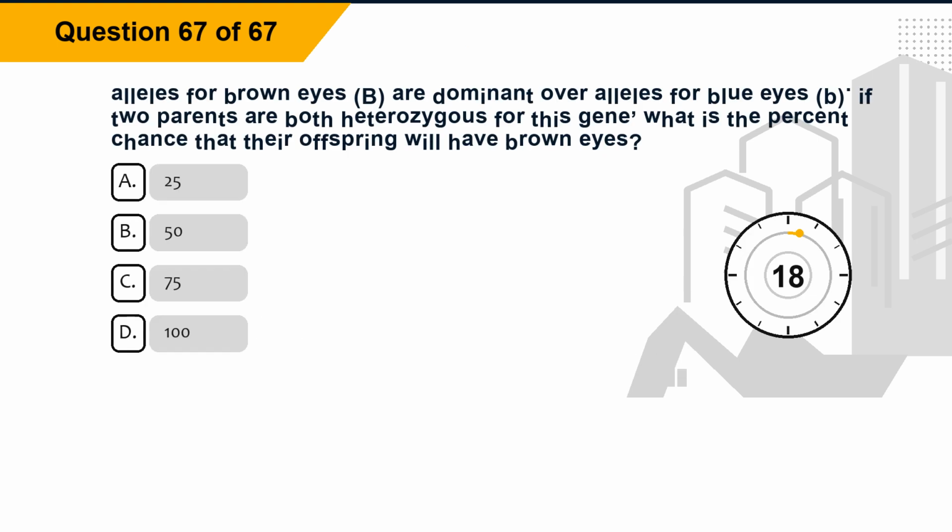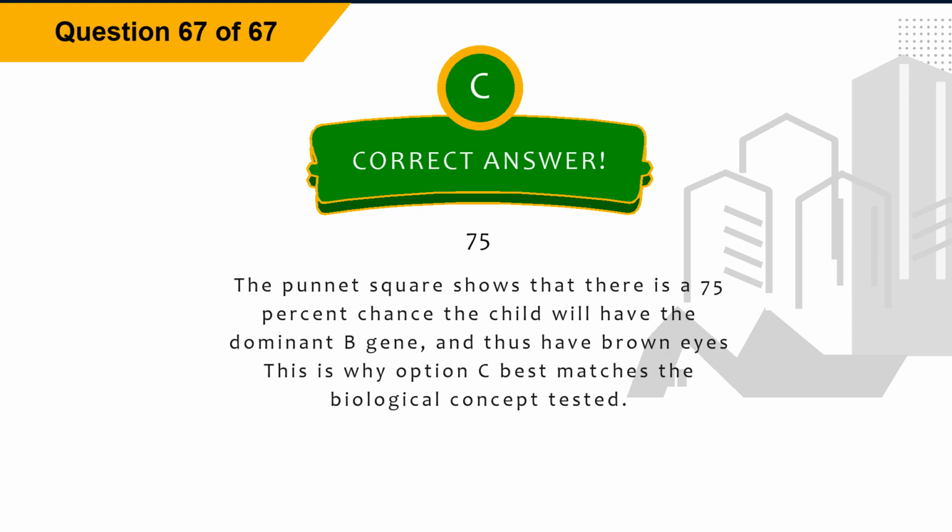Question 67. Alleles for brown eyes, B, are dominant over alleles for blue eyes, b. If two parents are both heterozygous for this gene, what is the percent chance that their offspring will have brown eyes? Option A, 25, option B, 50, option C, 75, option D, 100. The correct answer is option C, 75.